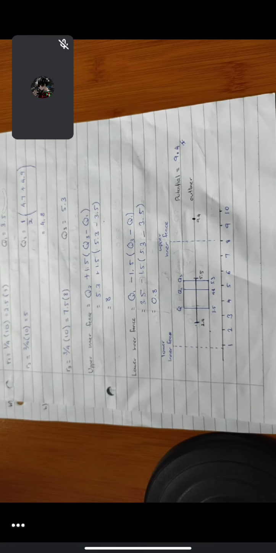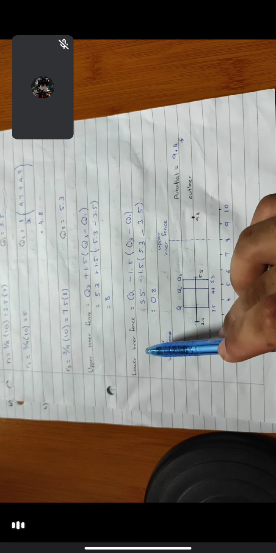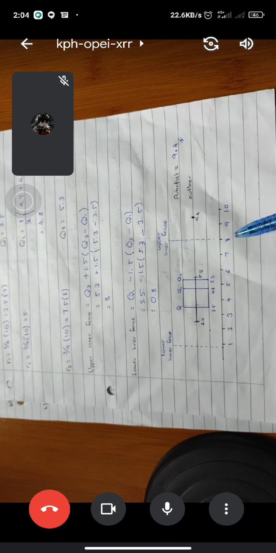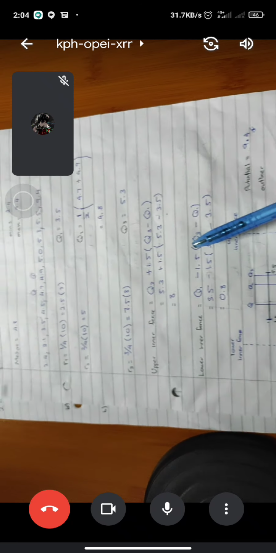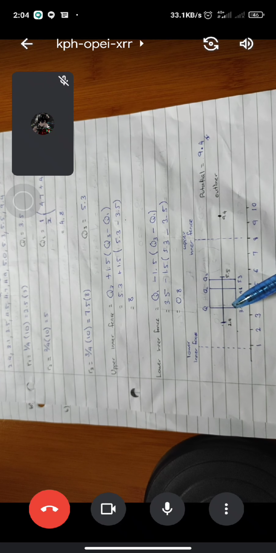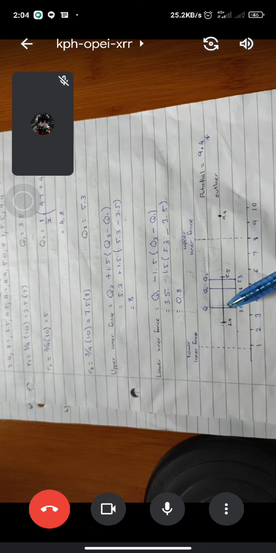Then how to construct a box and whiskers diagram. First, we must make a line, and we put the numbers from 1 to 10. Then from the upper and lower inner fence, we make a line at 8 as the upper inner fence. We make a lower inner fence line at 0.8. Then from the data, quartile 1, quartile 2, quartile 3, we get 3.5 we put here, 4.8 we put here, 5.3 we put here. So we got the box here.